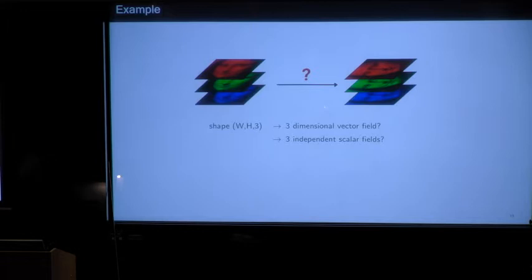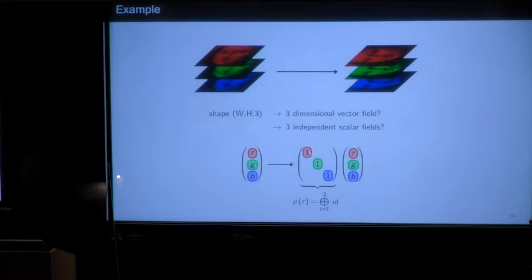So this is written out. I have, for one pixel, or maybe you could put all the pixels in one big vector here. And they transform by just multiplying by one. That means it's a scalar.